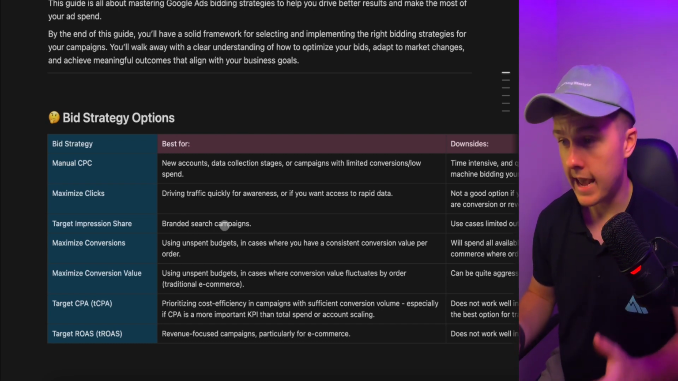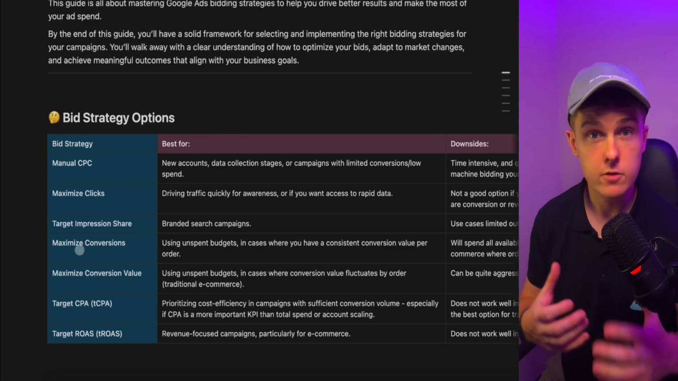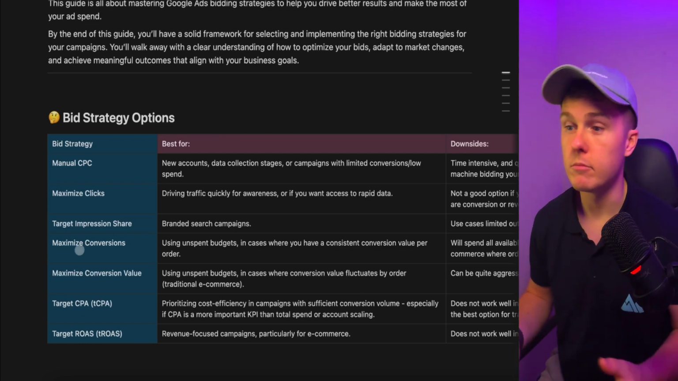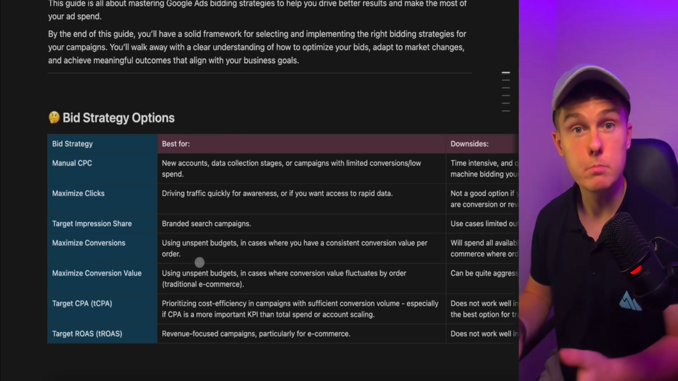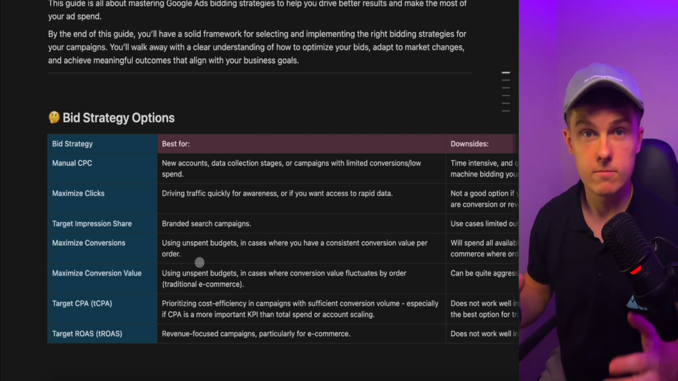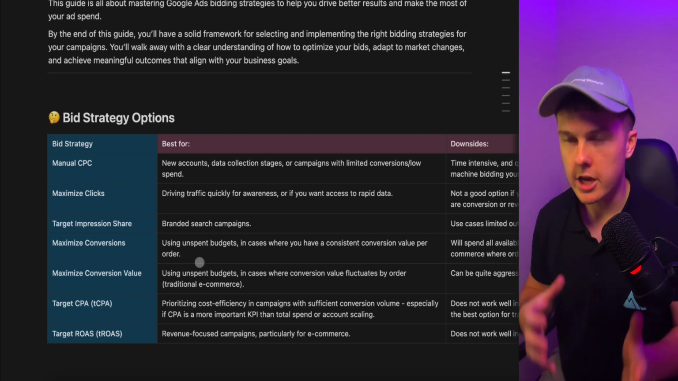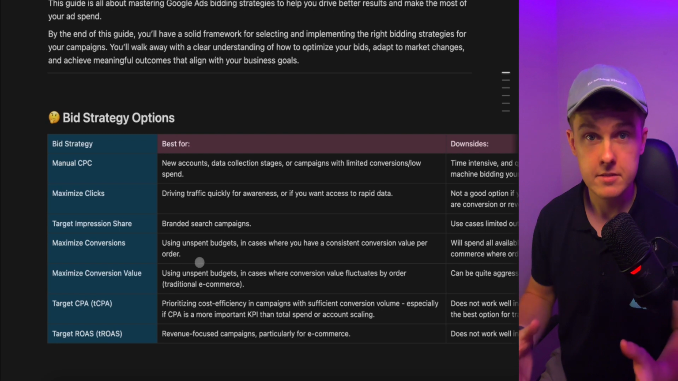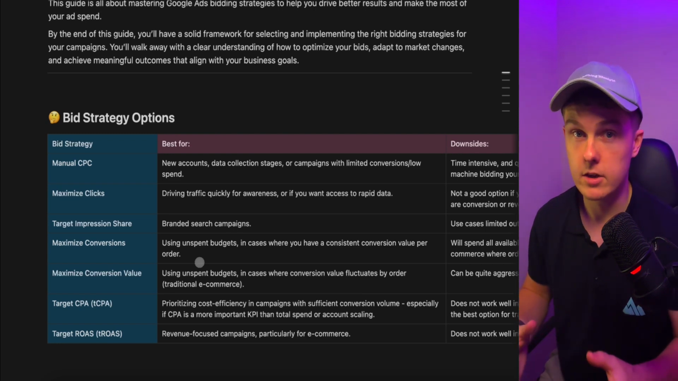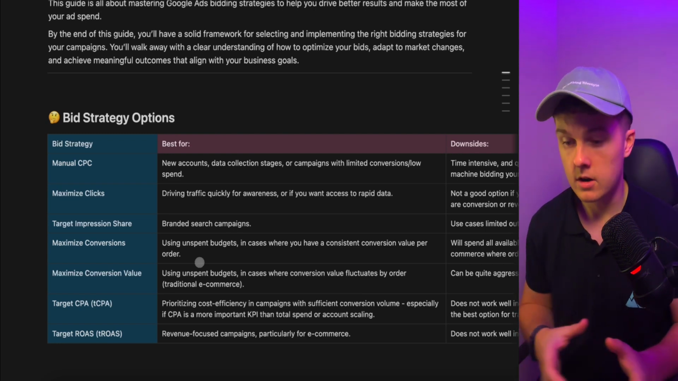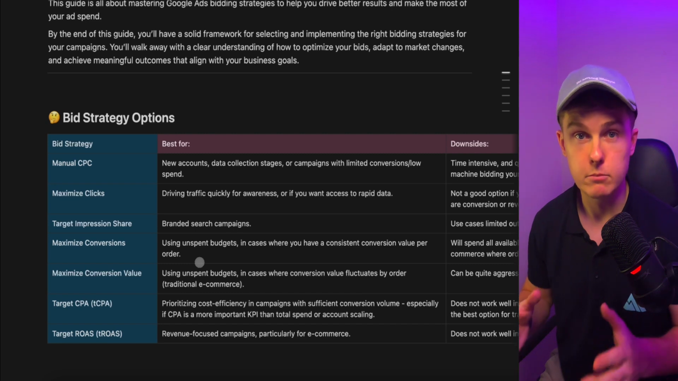Maximize conversions is next. Essentially, you give Google Ads a daily budget and it aims to use that budget to get you as many conversions as possible. So very straightforward. But it's not one I generally recommend for e-commerce unless you have a fixed conversion value for every order. So every order, every purchase is worth the same to you.